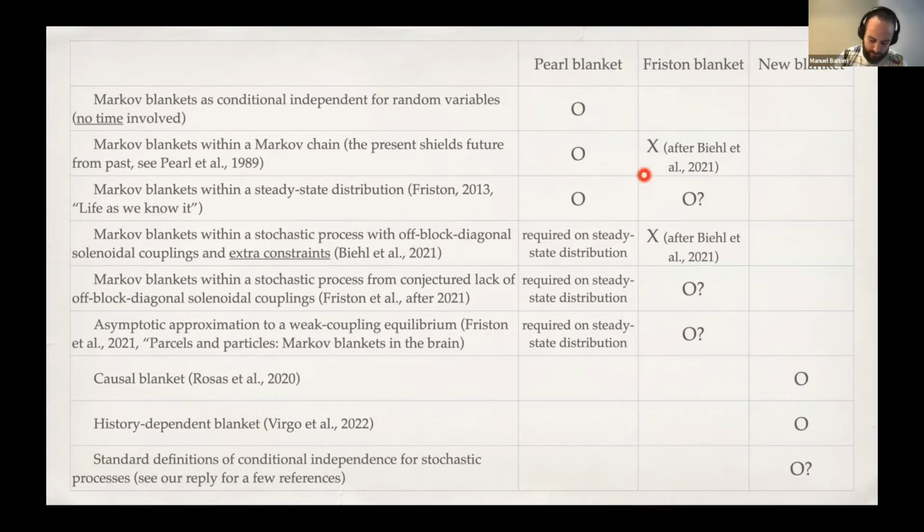This is also something that Friston in 2021 finally made clear. This is not what I really mean by a Markov blanket, what I call a Friston blanket. Now, this is clear in a 2021 paper after Beal and others actually tried to ask for some clarifications. There is a Markov blanket in the 2013 Life as We Know It. And that basically is a Pearl blanket of the stationary distribution.